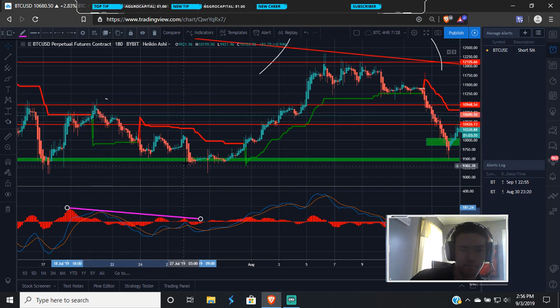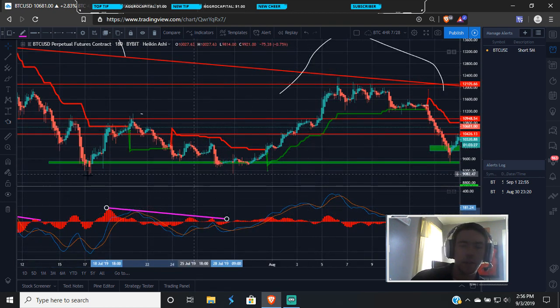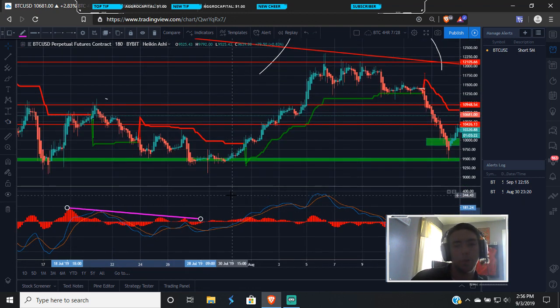$700 drop. $700. Use technical analysis in your support box. More specifically, use your supports, your resistances, and your MACD to help you sell.